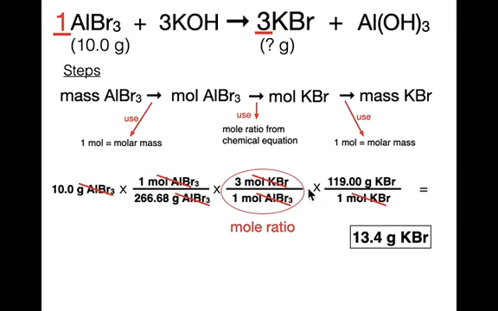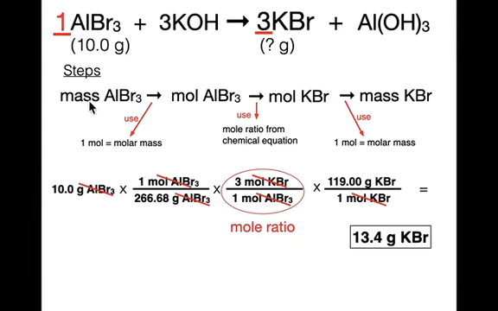Now try to get in the habit of doing that, just hitting the equal sign once. Sometimes students will multiply all the numerators together, write down the answer, multiply all the denominators together, write down the answer. You're making it much more difficult than need be. Just multiply the numerators, divide by the denominators, and it doesn't matter the order that you do it. I could have gone 10 grams of aluminum bromide times 3 divided by 266.68 times 119. Would have gotten the same answer. Just remember, multiply numerators, divide by denominators.